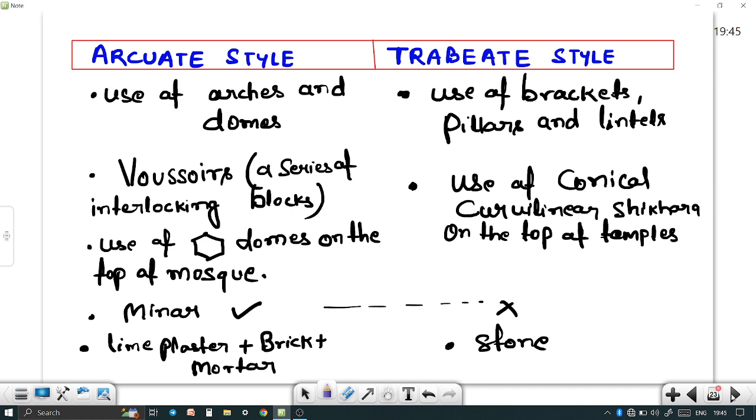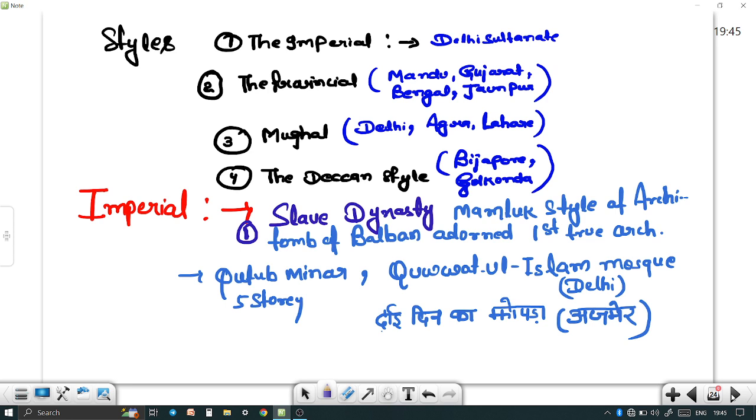Well, we will deal with the categories of the styles. The study of Indo-Islamic architecture is conventionally categorized into these four. The first one is the imperial style, which will be seen in the Delhi Sultanate, and the next is the provincial. The provincial style will be seen in the Mandu, Gujarat, Bengal and Jaunpur region. The Mughal style will be seen in the Delhi, Agra and Lahore region. And the Deccan style will be seen in Bijapur and Golconda.